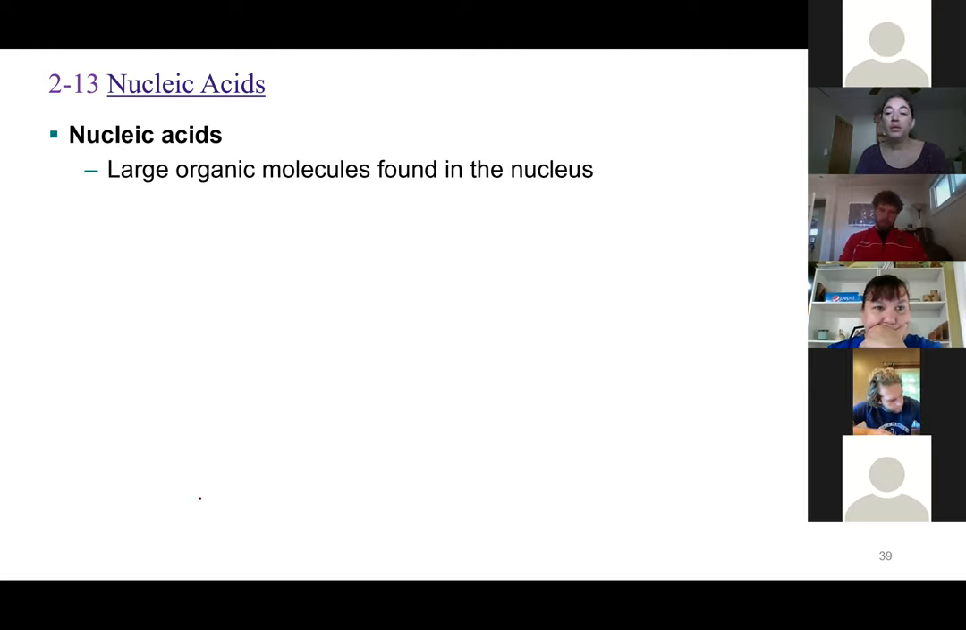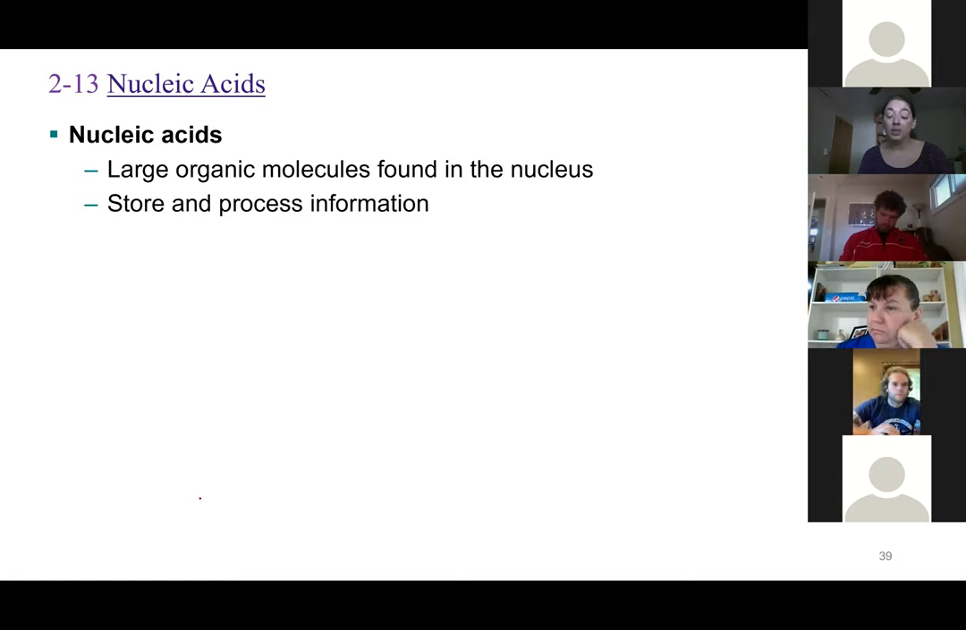Okay. So these are large organic molecules. Remember, organic means it has carbon in it. You find them in the nucleus. And their whole job is to basically store information. It's basically nucleic acids, DNA, that code for proteins. And so we'll talk about how that works.